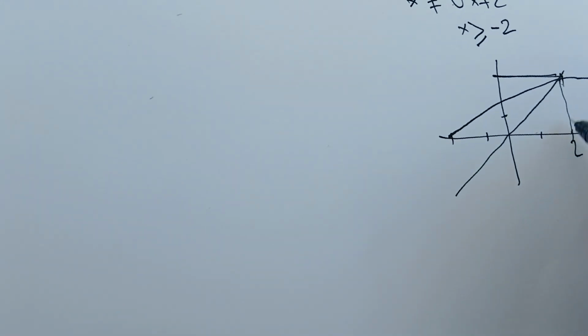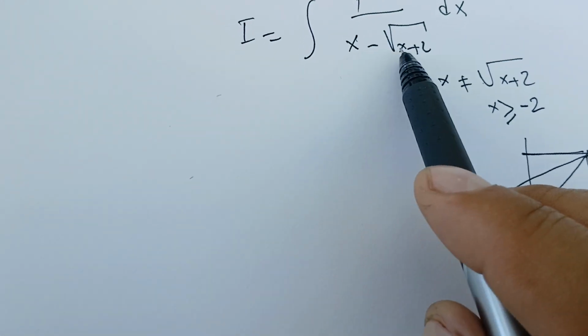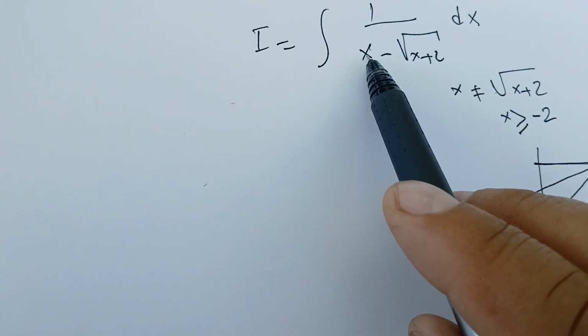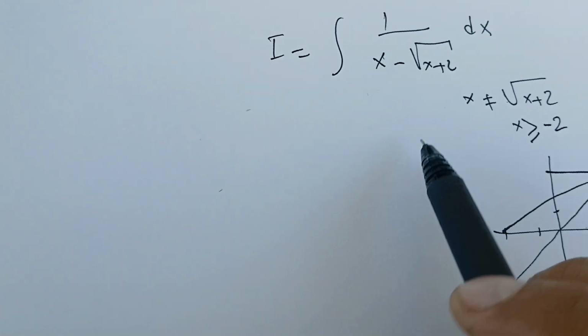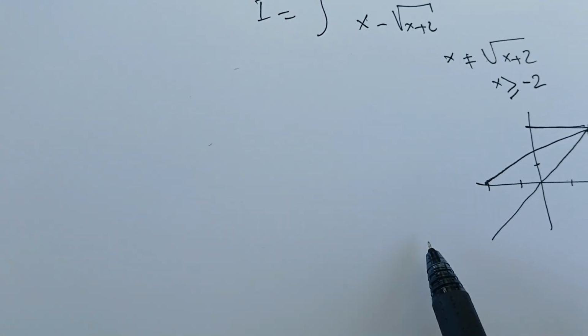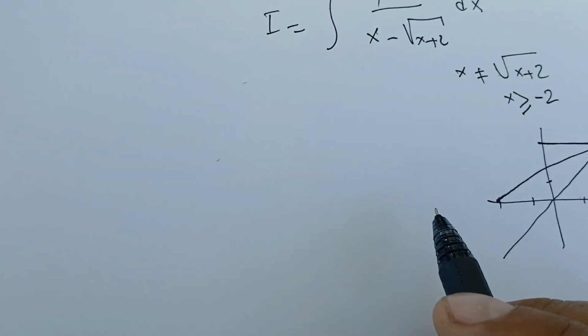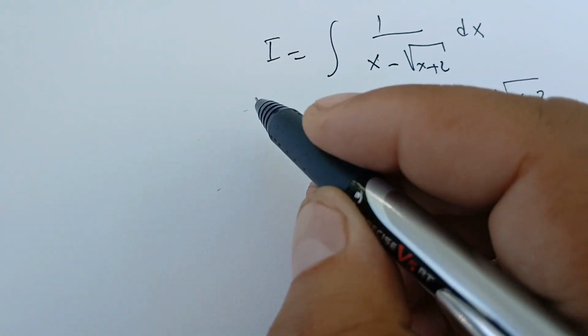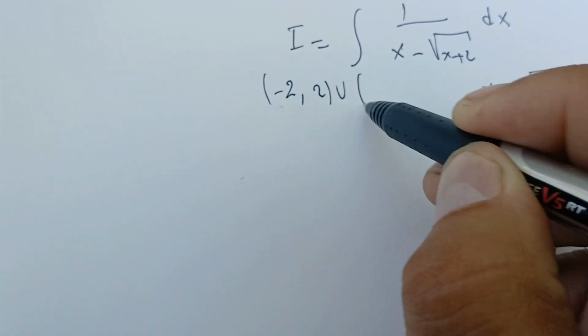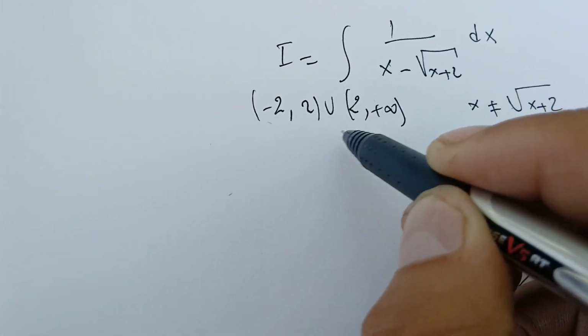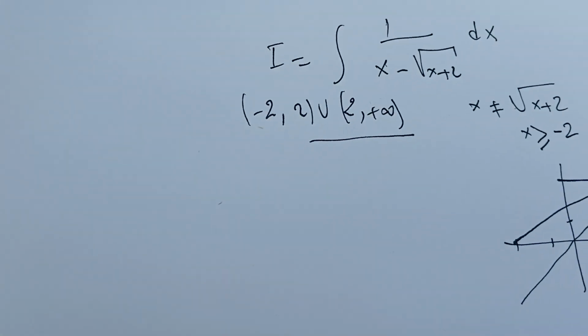So this is a problem, and we can see it from here. If x is 2, we have 2 minus square root of 4, which is 2, so we have 0. So we have to get rid of this one. Okay, so that's the only issue that we have. So we can make sure that we are in this interval, minus 2 to 2 union 2 to plus infinity, to make sure that we are on the right track.